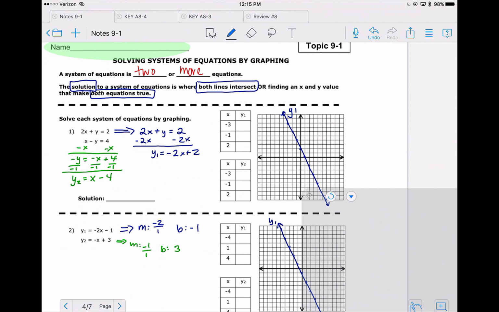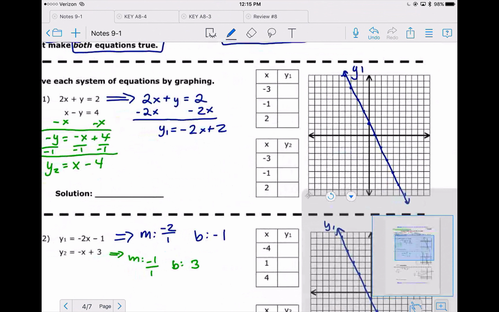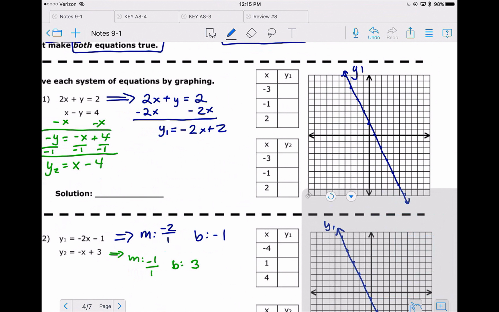The solution to a system is where the lines intersect or where an x and a y value make both equations true. So this first problem, we have a system that they want us to solve by graphing. In order to graph, we have to solve for y. The first equation's already been solved for us and graphed for us. So they started up at 2, they went down 2, right 1, down 2, right 1, down 2, right 1. From the graph, I can see that when x is negative 3, y is 8. When x is negative 1, y is 4. And when x is 2, y is negative 2.